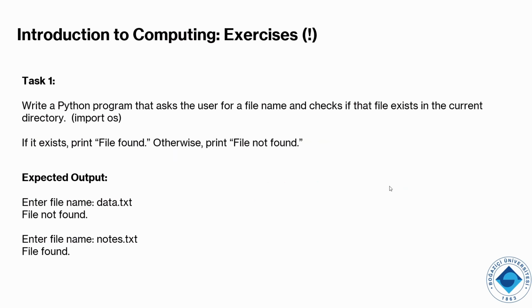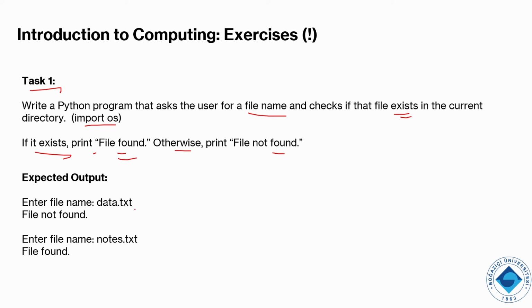Here I put some exercises to understand everything better. In task 1, write a Python program that asks the user for a file name and checks if that file exists in the current directory. We will use import os. If it exists, it will print file found, otherwise it will print file not found, right?